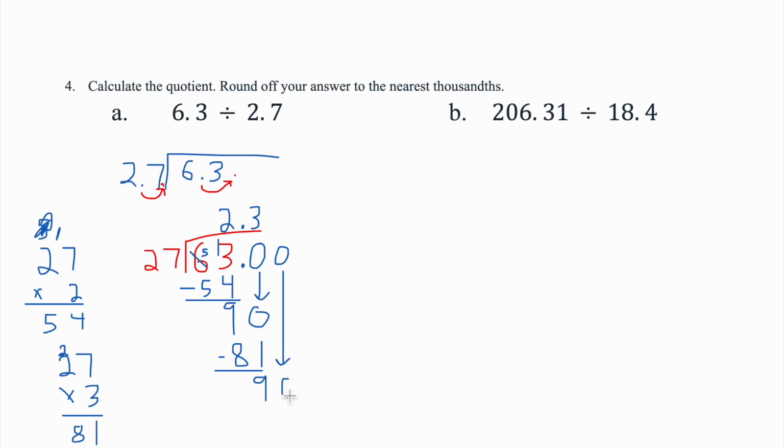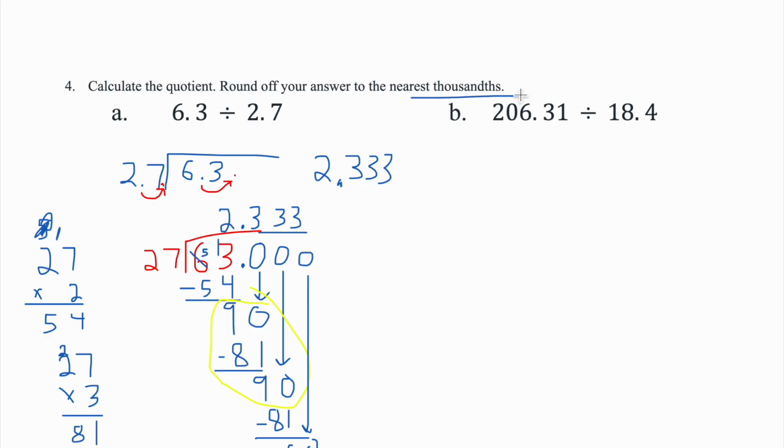Now, right here, I think I notice a pattern. Okay, I'm going to circle this in yellow. I've got 90 minus 81, and then I've got 90 again. Okay, we'll go back to blue. So 3 times 27 is 81. And yeah, this will continue. This ends up being the same thing. All right, so here it asks to round to the nearest thousandth. So if it's 333 forever, when I round it, it's going to be 2.333. So the reason we want to do that here is because we're being asked to round to the thousandths. So this is my answer for part A.